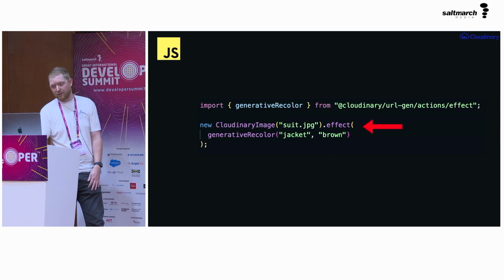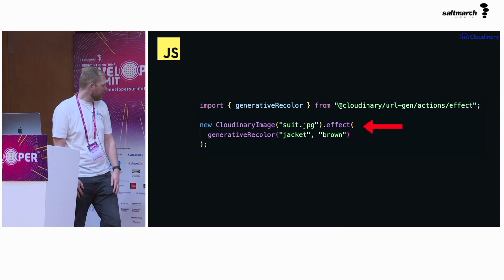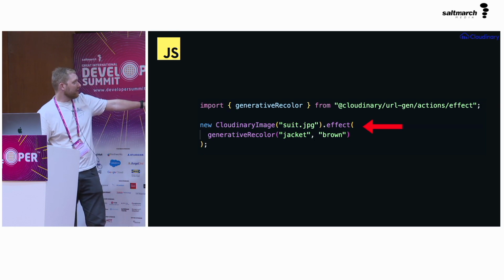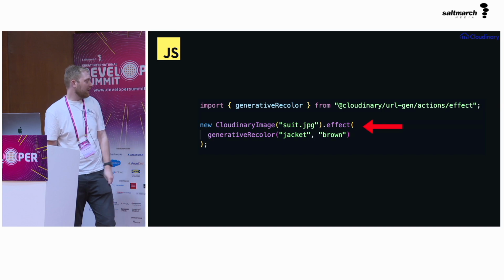And here's the code for this one. So here we're basically applying the generative recolor effect. We're specifying the jacket as the object, and then we're just specifying the color that we want to change it to.